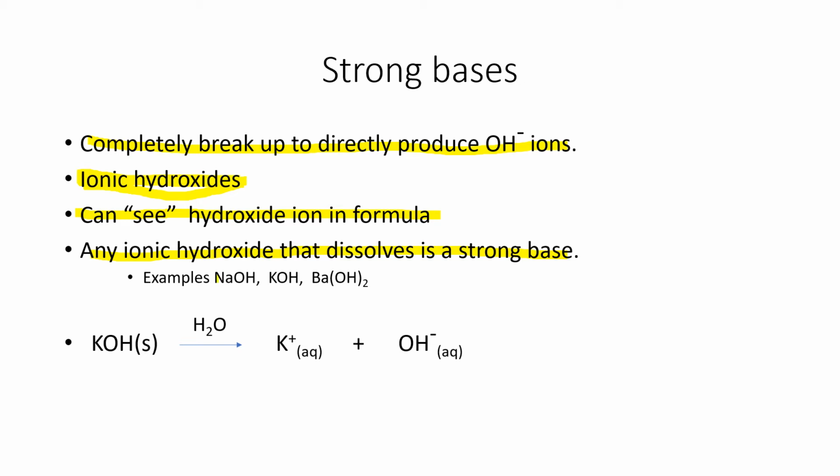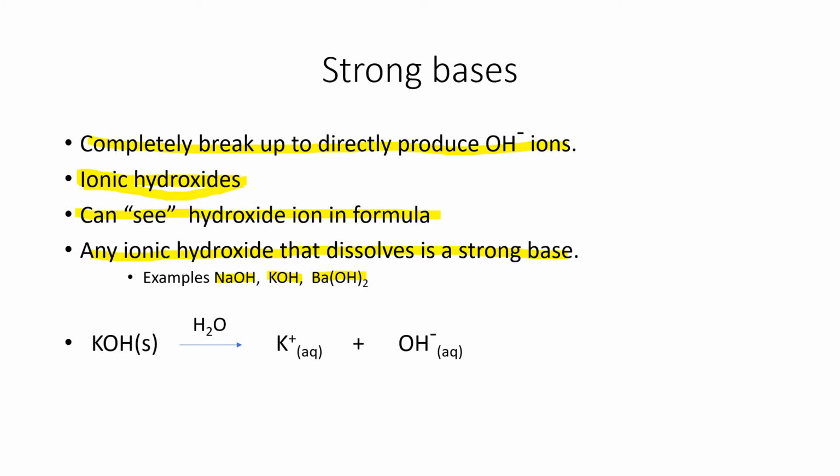Some examples: sodium hydroxide, potassium hydroxide, barium hydroxide. Here we have hydroxide ions paired with positive ions. These are all soluble. These are all going to dissolve and be strong bases. You can see the hydroxide ion right in the formula. NaOH, you can see, strong electrolyte. You recognize that already as a strong electrolyte. Well, if it's a strong electrolyte and it's going to produce OH minus ions, not only is it a strong electrolyte, it's going to be a strong base as well.